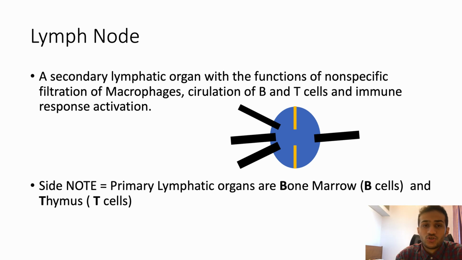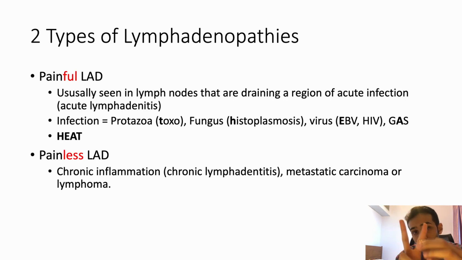So what are the two types of lymphadenopathy? Either painful or painless. Very simple: painful is any sort of infection, viral, bacterial, protozoa, any type of that can cause painful lymphadenopathies. It's usually seen in lymph nodes draining a region of acute infection, for example acute lymphadenitis. The way we're going to remember this is through a mnemonic called HEAT. H as in HIV, E as in EBV, A as in group A streptococcus, and T as in toxoplasmosis. All can cause painful lymphadenopathies.